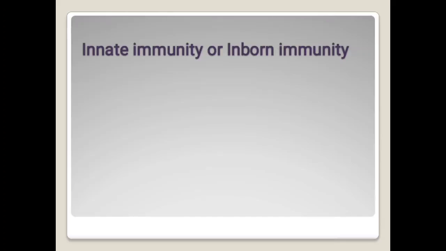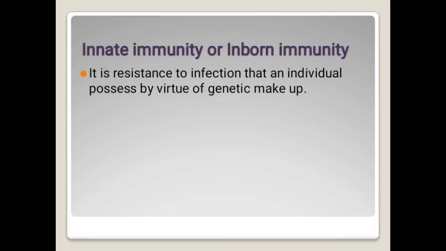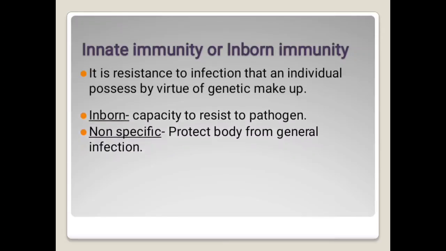Innate immunity is also known as natural immunity or non-specific immunity. What is the meaning of innate immunity? It is the resistance to infection that an individual possesses by virtue of genetic makeup. This type of immunity is present since birth. Hence this immunity is known as inborn immunity.